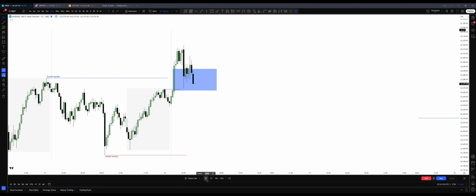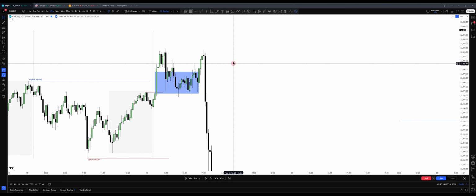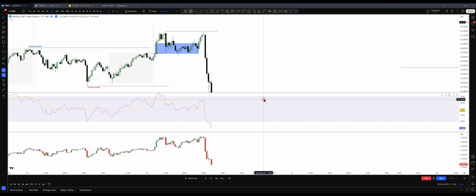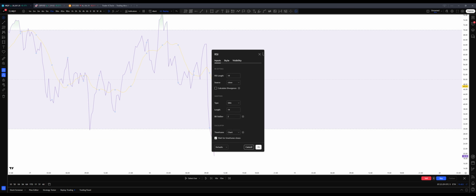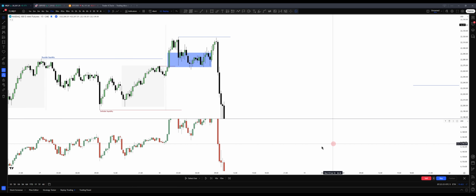What price does is buy some time, engineering more liquidity. We maybe have some sort of SMT right here, which we can check. I'm pretty sure we must have an SMT right here. We don't use this. No, this was just for education purposes. I don't use RSI. Don't judge me.